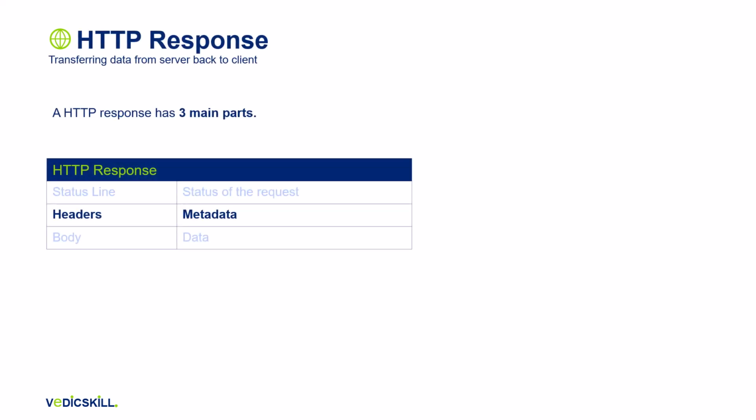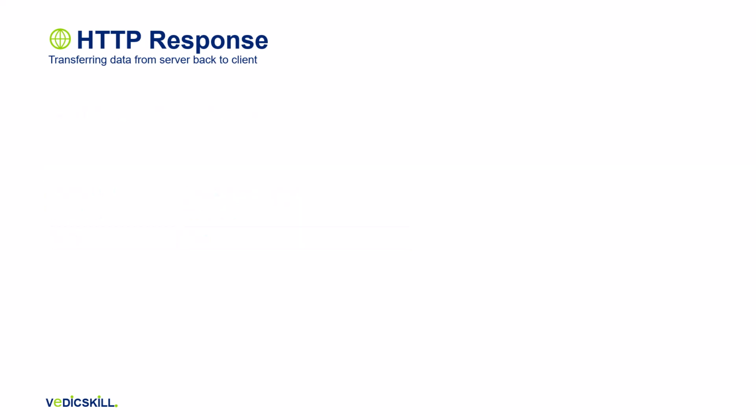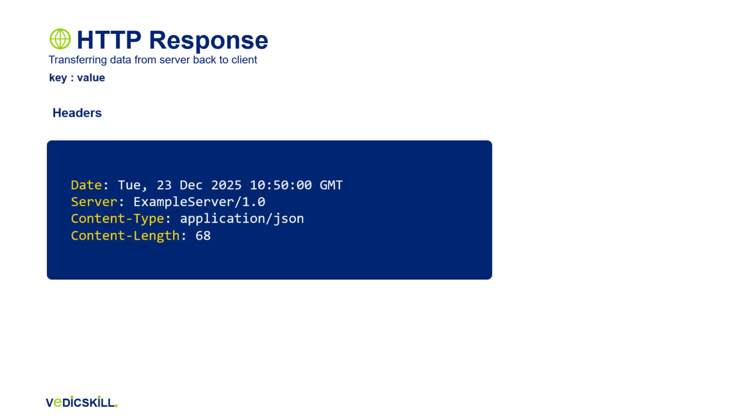And the next main part is the header, which is almost the same as the HTTP request that we have discussed, and which essentially contains the metadata, which means some set of instructions. And here is an example of the headers. What you can see is we have the date, some server example, content type, content length, etc. Let's break down this example of headers in detail.